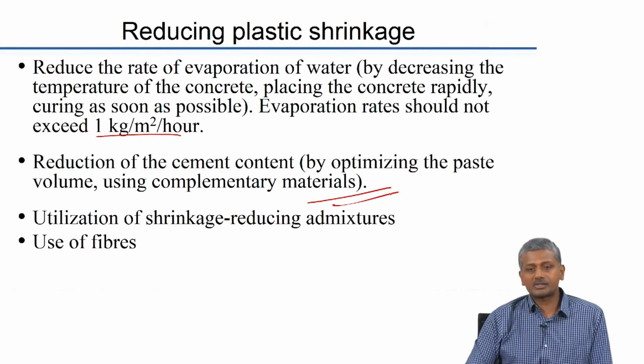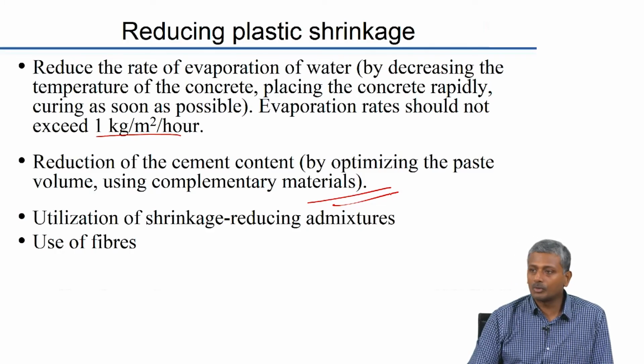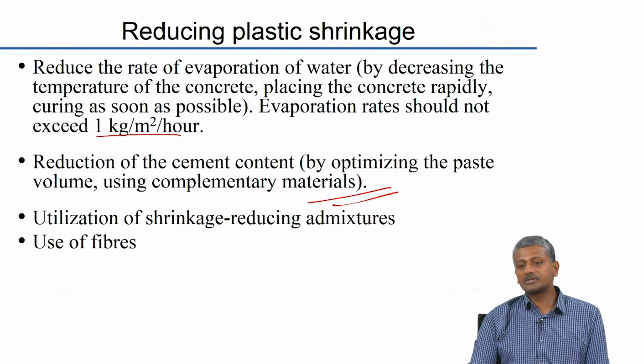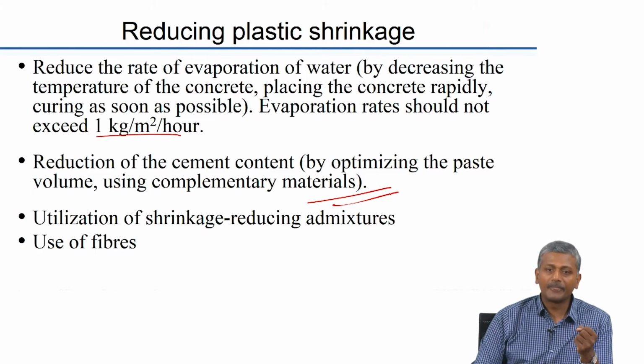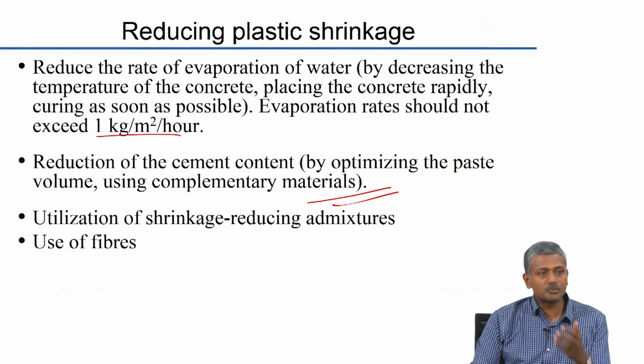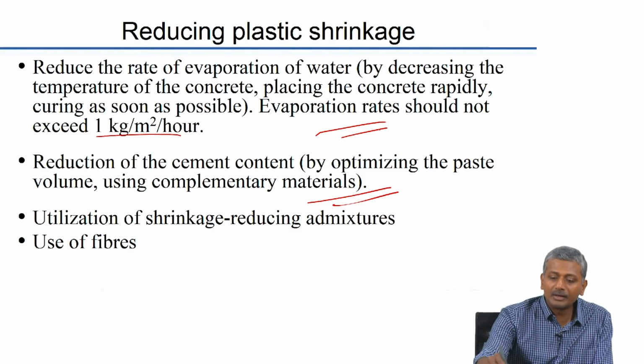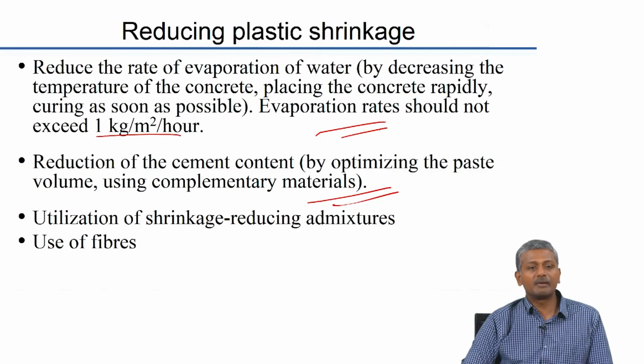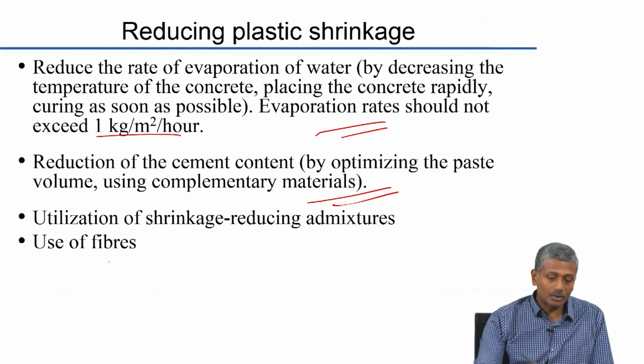You can go the costlier way and use shrinkage reducing admixtures in your concrete. We talked earlier about how shrinkage reducing admixtures reduce the surface tension of the water, which reduces the capillary pressures when the drying actually occurs. But these are quite expensive, much more expensive than doing a simple control of the evaporation from the top surface. Or you can use fibres.